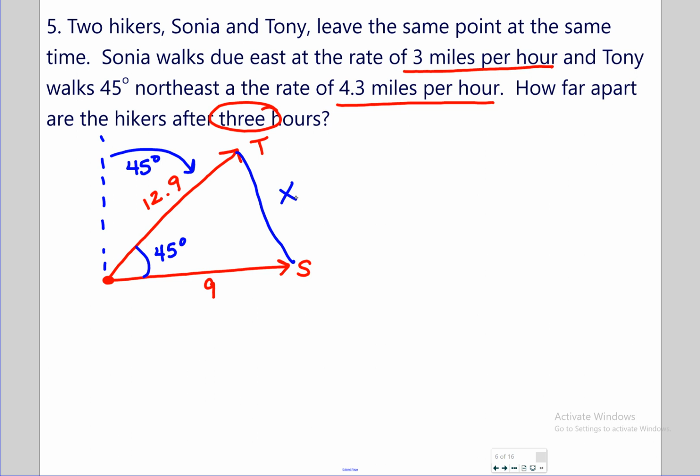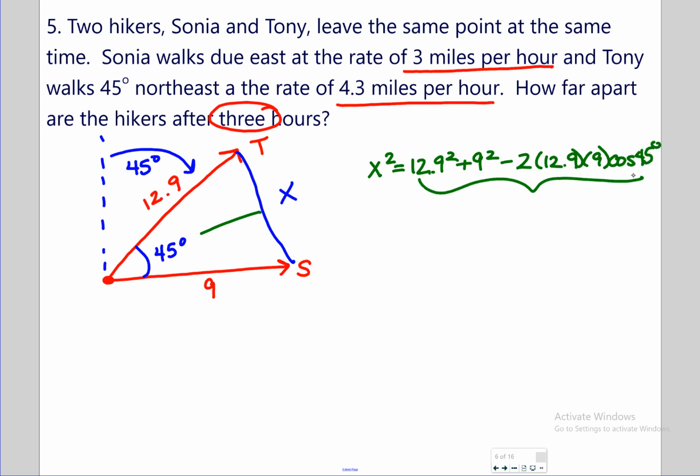All right, what law are we using? Sines or cosines? This is going to be law of cosines. I have one pair of opposites, my 45 degrees and my x, and I have 2 other side lengths. x is by itself this time: 12.9 squared plus 9 squared minus 2 times 12.9 times 9 times cosine 45. This is the easier version of law of cosines. You're just going to be able to put that whole right side in your calculator.